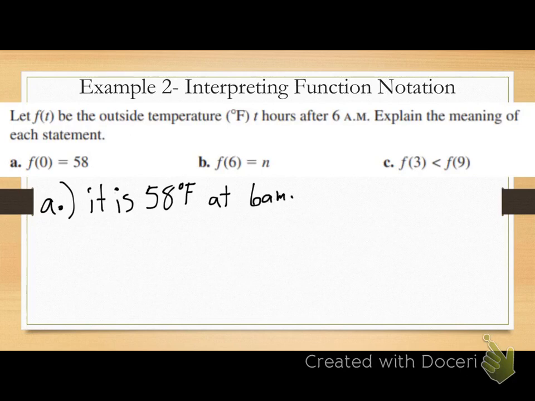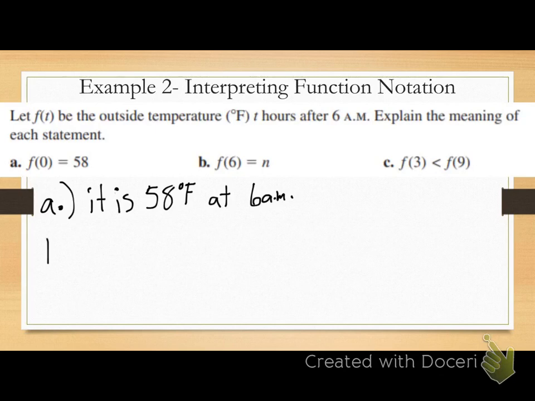Does everyone understand how we got that? They plugged in 0 for t, correct? Because this is usually f of t. They plug 0 in for t. t is the number of hours after 6 a.m., so this is 0 hours after 6 a.m. So I'm at 6 a.m. Does that make sense? My f of t value equals 58. That's our y value, the outside temperature in degrees Fahrenheit. So I know that at 6 a.m. it's 58 degrees Fahrenheit. Any questions on A?